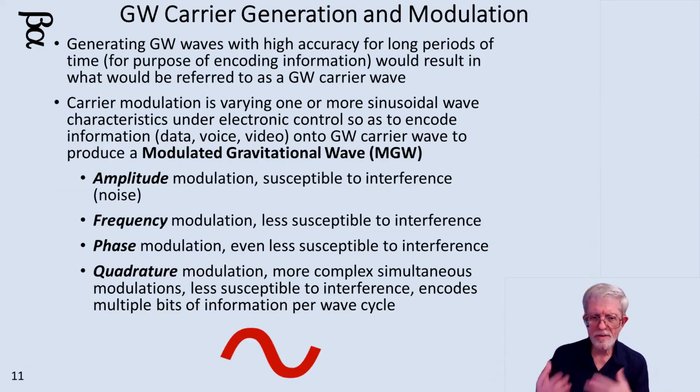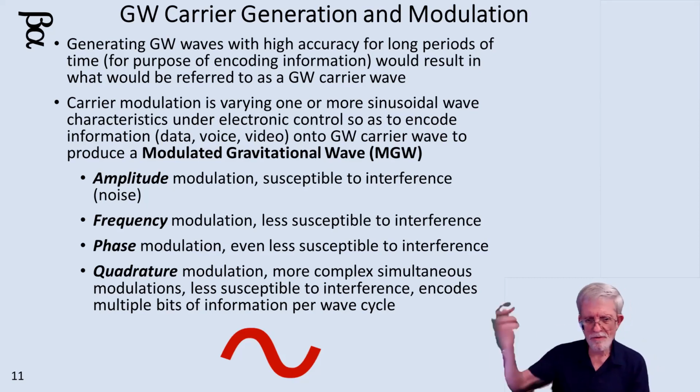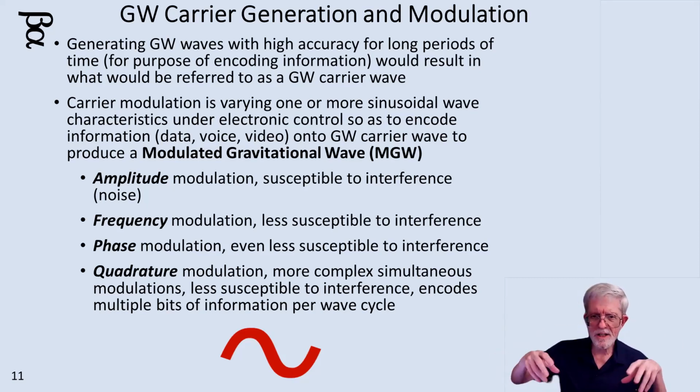So the various forms of modulating a wave, modulating a carrier, are amplitude, frequency, phase, or something called quadrature. Now, when we do quadrature modulation, we're lumping together amplitude and frequency and phase, and you're actually transmitting more than one bit, like 1 or 0, in a single wave time. You might be transferring 4, 8, or 16.